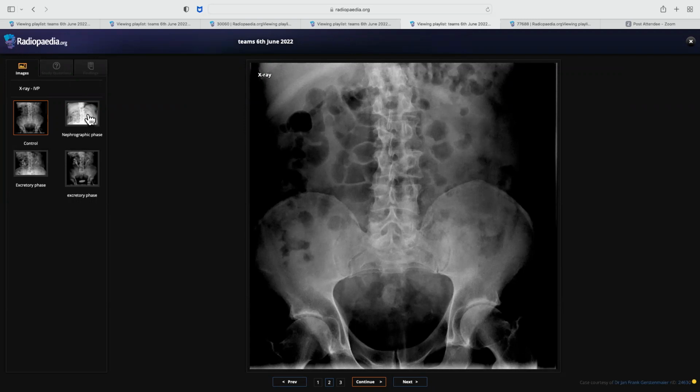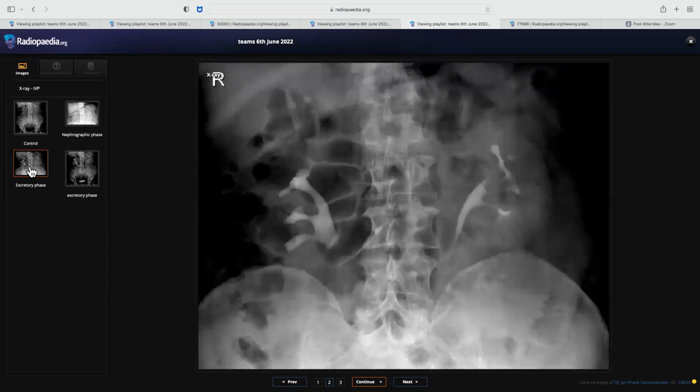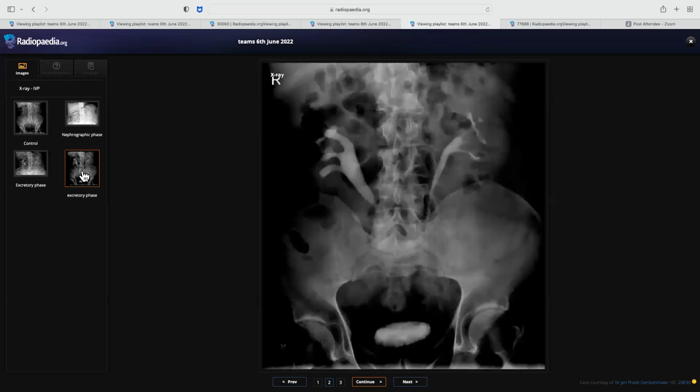Can I go for the next image? Yeah, sure. So this is a nephrographic phase. I can see that the left renal shadow is obvious, while the right one is not opacified at the nephrographic image. And in the excretory image, the left kidney excreted normally. The right pelvicalyceal system appears abruptly ending at the region of the pelviureteric junction.